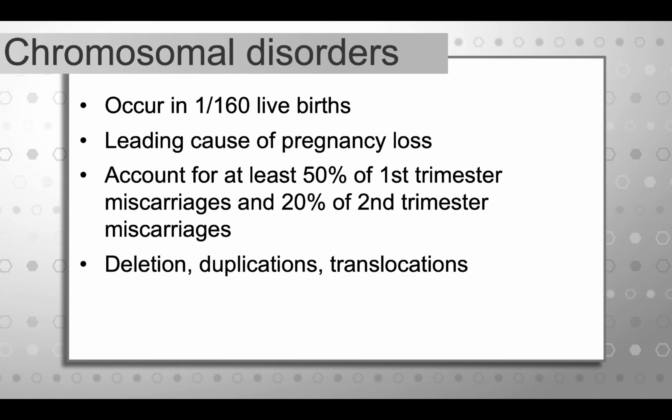So when we talk about 1 in every 160 live births, a baby with a chromosomal disorder, we also know that there's a large number of embryos and fetuses who have chromosomal disorders that do not end in live birth. These can be deletions, so a chromosome that's missing, duplication, so an extra chromosome, or translocation, where chromosomes or pieces of chromosome switch places.